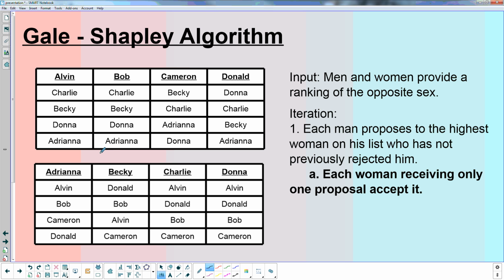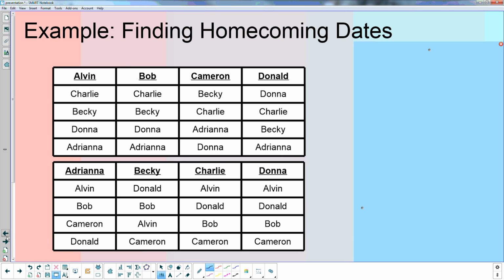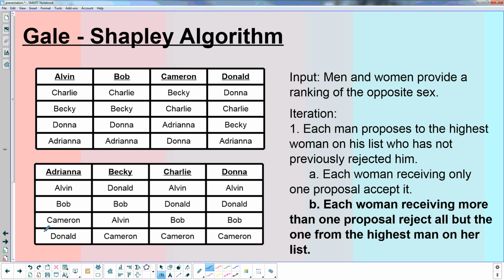Each woman, upon receiving a proposal, either accepts it or rejects it. In your book, it's going to say that the women say maybe. I'm going to refer to that as tentatively accepting the proposal. If a woman receives only one proposal, she accepts it. If a woman receives more than one proposal, she rejects all proposals except the one from the man that's highest on her list.